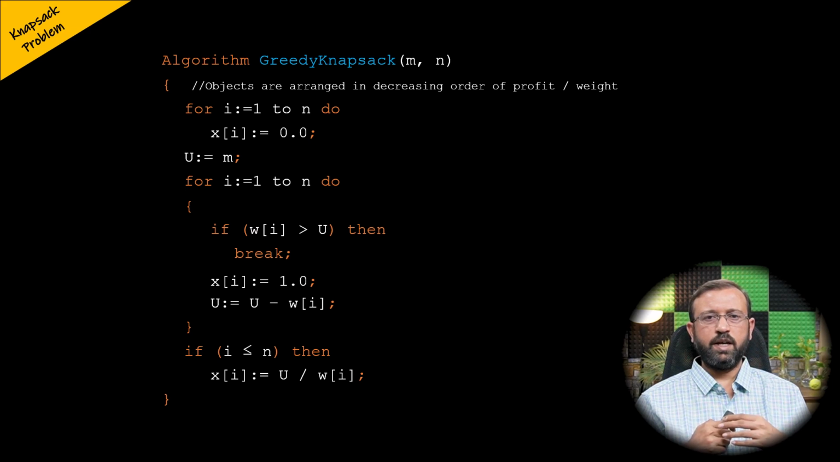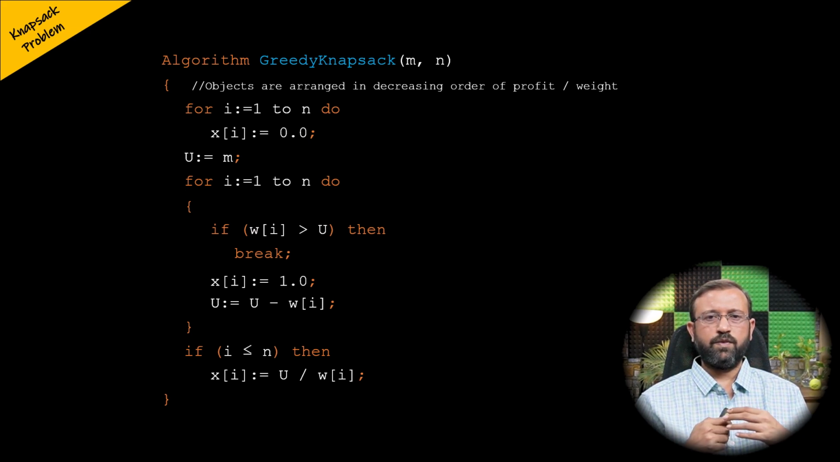So this is the greedy knapsack algorithm, which takes the input as the capacity m of the knapsack, the number of objects n, which are arranged according to decreasing ratio of profit by weight, and returns the solution array x. Now let us analyze this algorithm.